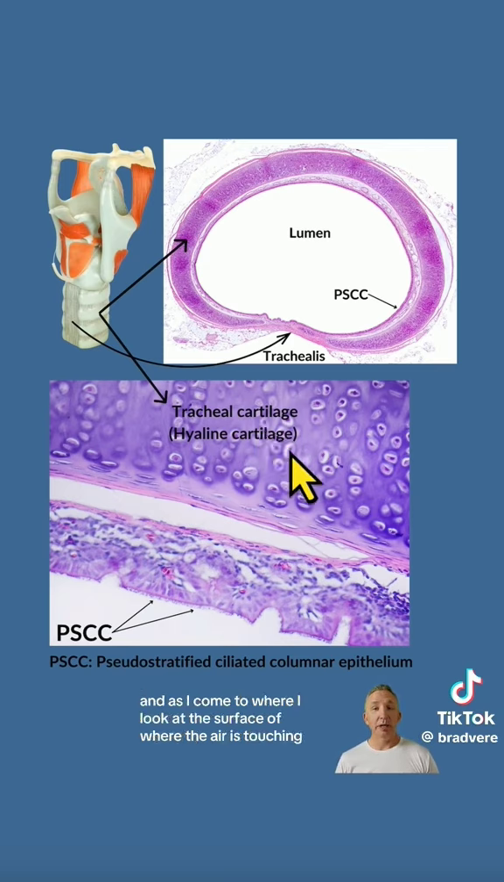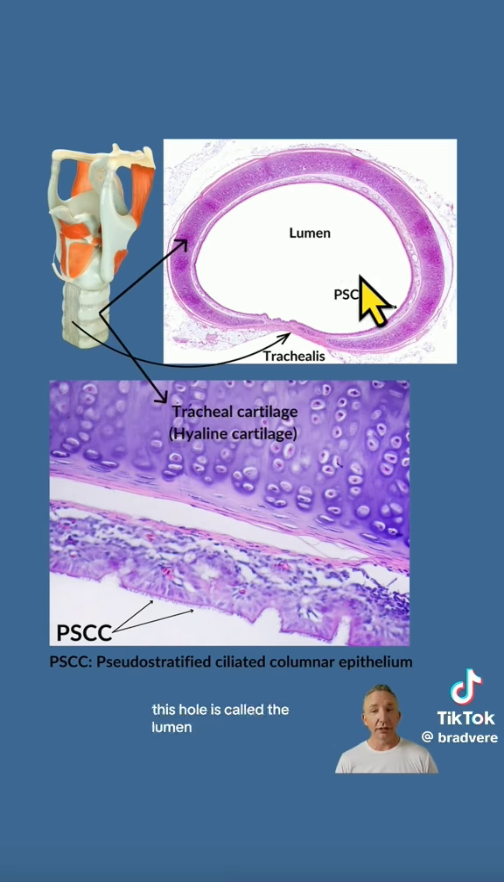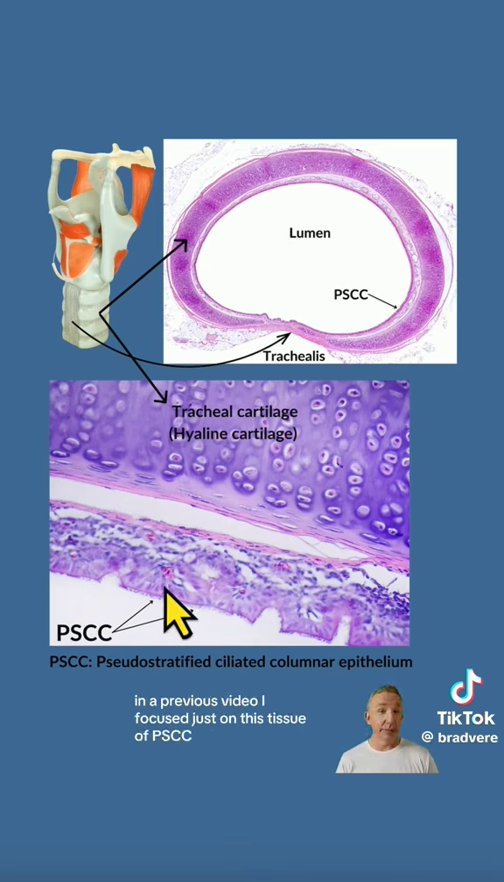And as I come to the surface where the air is touching, this hole is called the lumen. That's where the air is coming through, and it's lined with our respiratory epithelium. So this dark section here where the air touches, if I expand on that, this is all of my respiratory epithelium. In a previous video, I focused just on this tissue of PSCC.